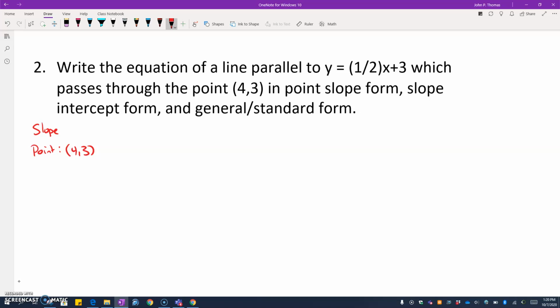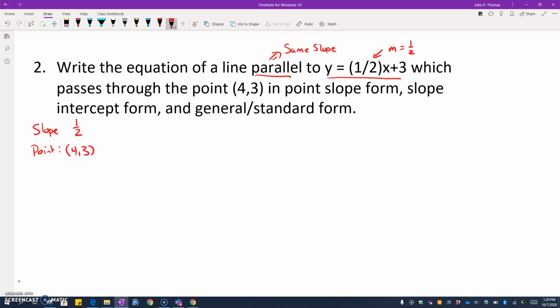Now, for the slope, it says parallel to this line. All right, so parallel, we want to keep that in mind as that means same slope. All right, if 2 lines have the same slope, then they're parallel to each other. So this line has a slope of 1/2. So a parallel line would also have a slope of 1/2.